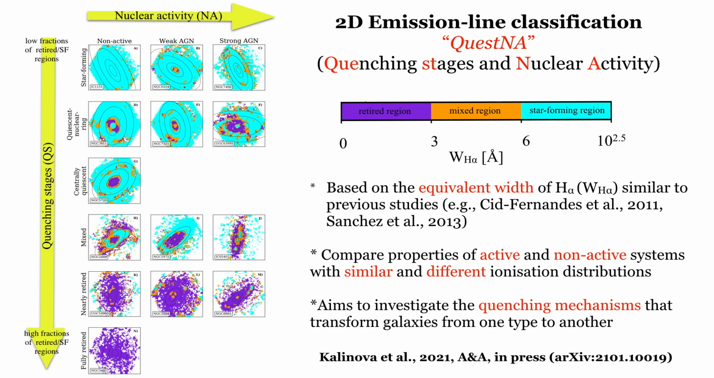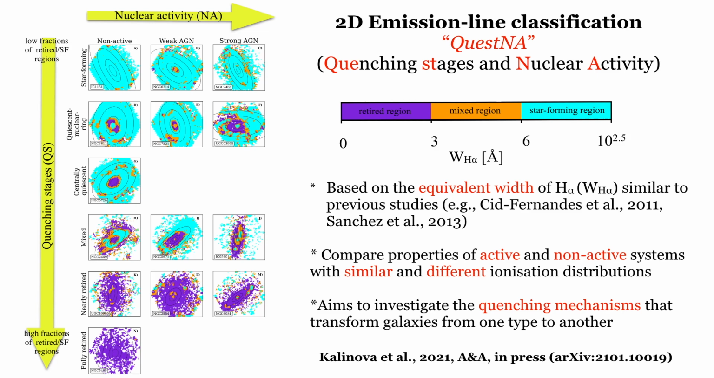The main quenching stages of our sample from top to bottom of the classification are star forming, quasi-nuclear in galaxies, centrally quiescent galaxies, mixed, which are galaxies with no clear pattern in their ionized gas distribution, nearly retired galaxies, those are the systems with residual star formation within two effective radii, and fully retired galaxies, the ones that have no residual star formation within two effective radii. Further details about this classification can be found in our recent paper of Kalinova et al.